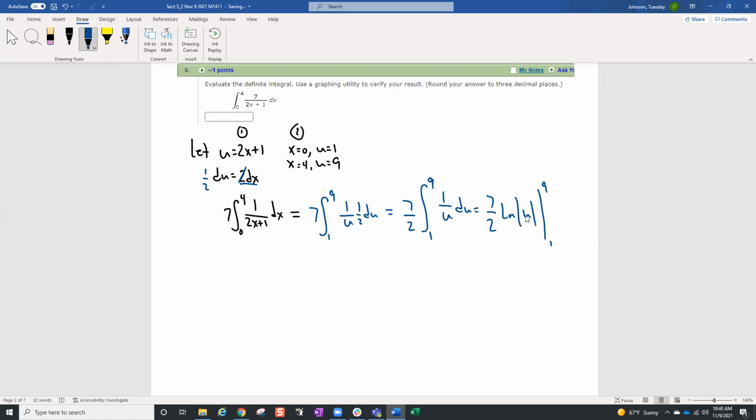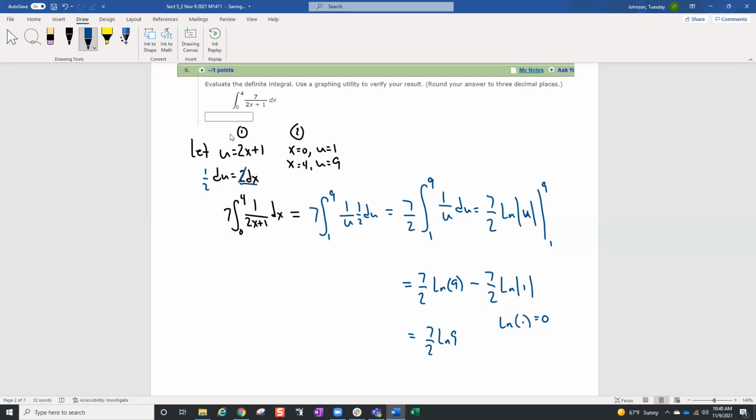That's a u. It looks like an h. Let me see if I can make it better. There we go. So this is 7/2, the natural log of 9. We don't need absolute values anymore because the 9 is already positive. You can keep the absolute values and that's fine, but the absolute value of 9 is always going to be 9. Subtract from that 7/2 times the natural log of absolute value of 1. But we know that the natural log of 1 is equal to 0. So this is just 7/2 natural log of 9.